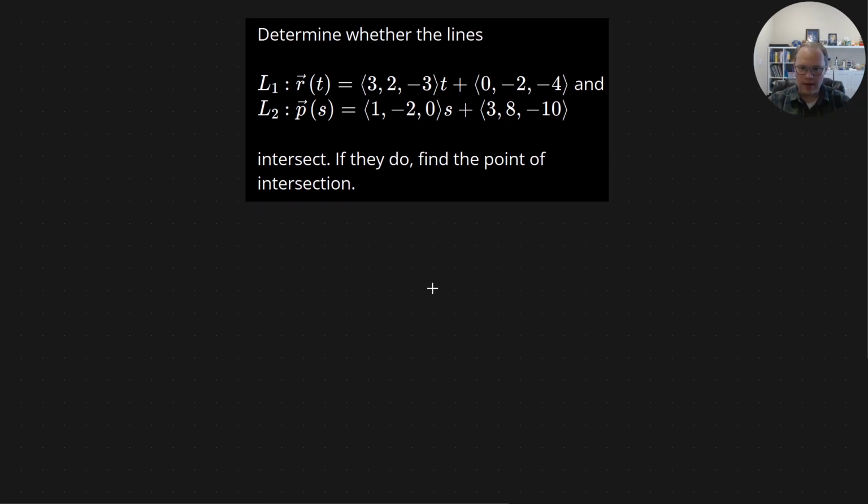And let's start with a clean page here. Okay. So, parallel or the same line.